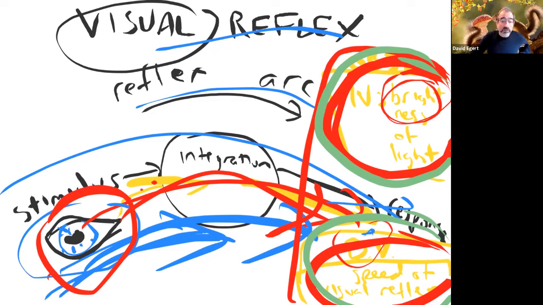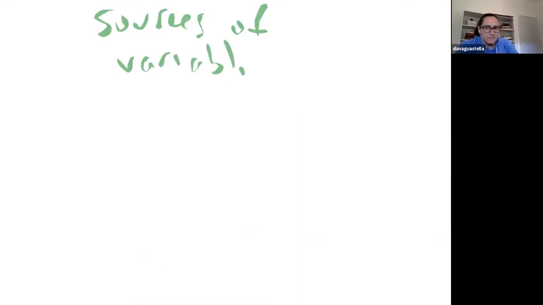Before we design the experiment, it's worth thinking about sources of variability, because that's going to be important as we design our experiment. We want to make sure we design our experiment so sources of variability are minimized. What are sources of variability in this? Brightness of the light has to be uniform when testing everybody.